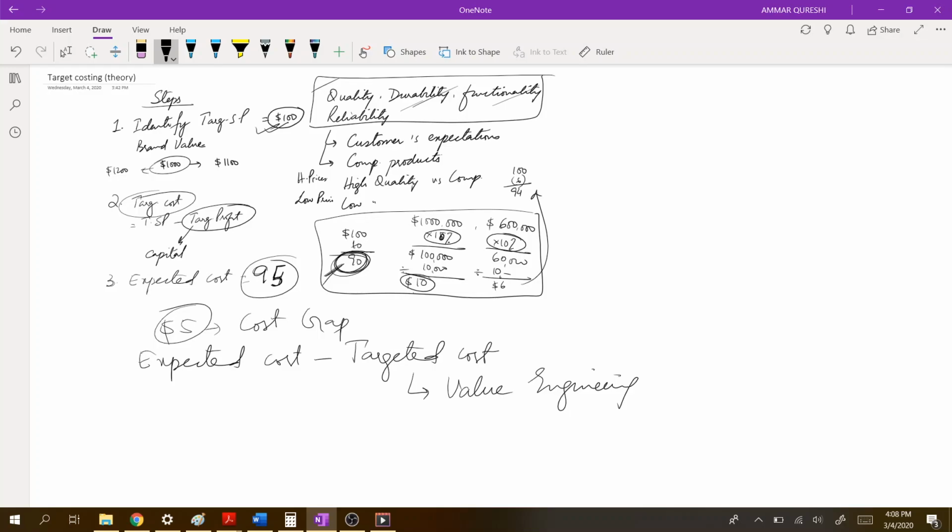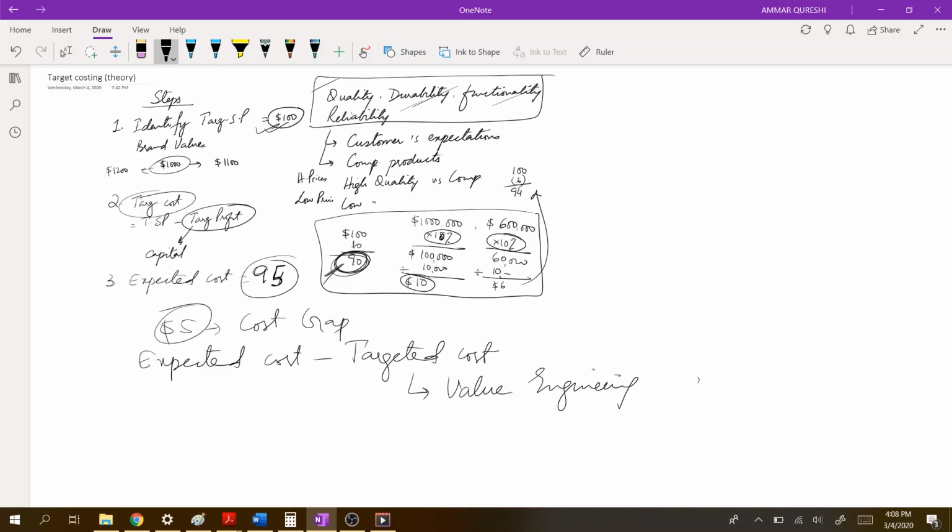One thing, let me clarify: there are two concepts, value engineering and value analysis. Value engineering is done before the launch of the product, and value analysis is done after the launch of the product. We haven't launched our product yet, so we are following value engineering. Now, how can we re-engineer our product? How can we change our product? There are multiple options.